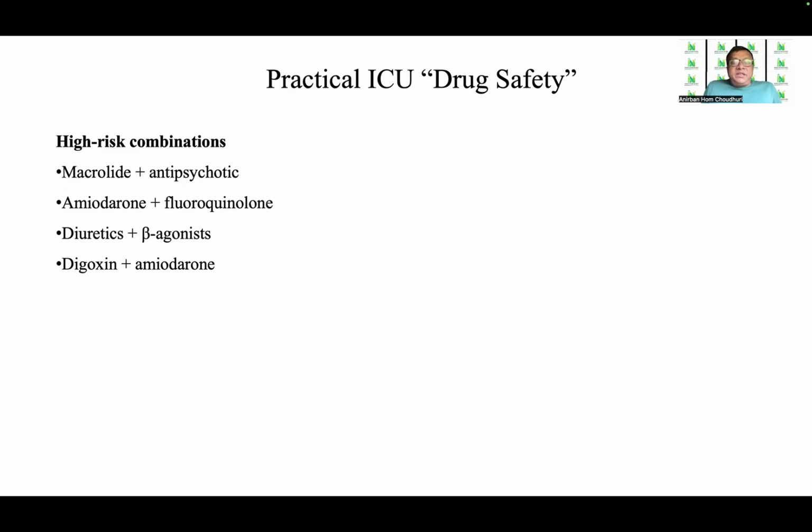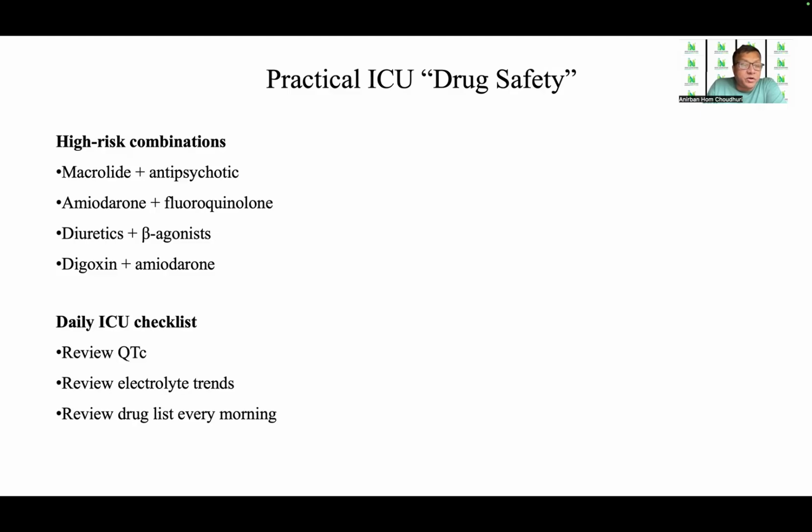So what should be the practical ICU drug safety strategy? We have to identify the high risk combinations. Macrolides along with antipsychotics is one high risk combination. Amiodarone along with fluoroquinolone is a high risk combination. Diuretics with beta agonist is a high risk combination. Digoxin with amiodarone is a high risk combination. So we have to identify high risk combinations and try as much as possible to avoid them.